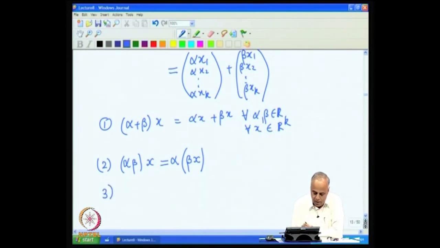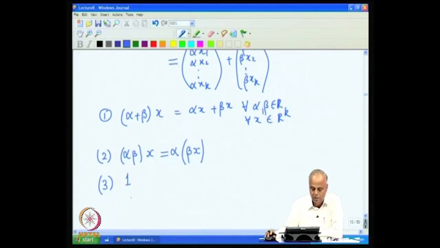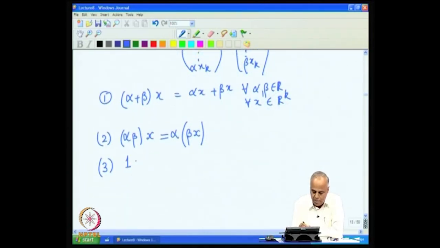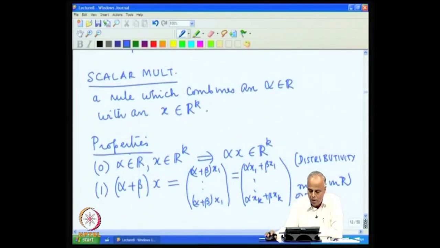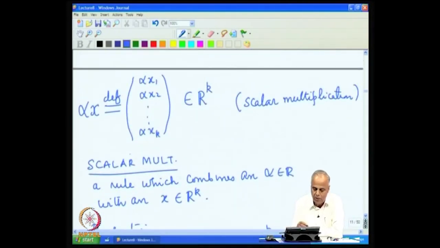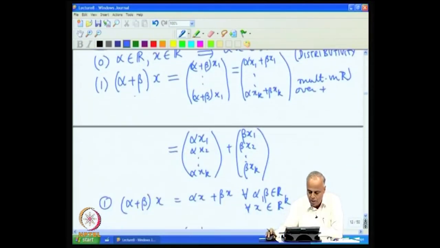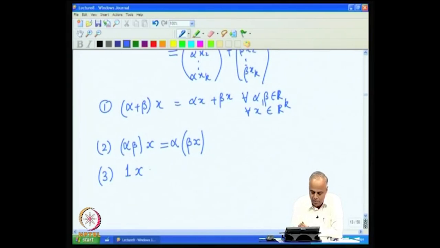And you have the real number 1. If you combine that real number 1 with the element x in Rk, what do we get? According to the law of combination, we must multiply every entry by alpha. Now, alpha is 1, so I will get 1 times x1, but 1 times x1 is x1, 1 times x2 is x2, and so on. So, I get back the element x for every x.